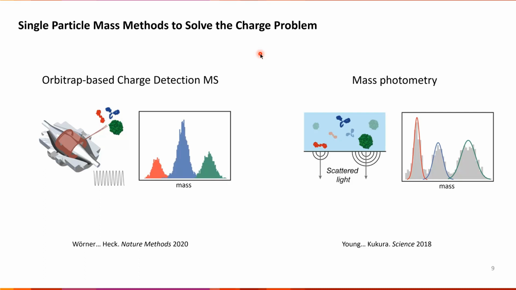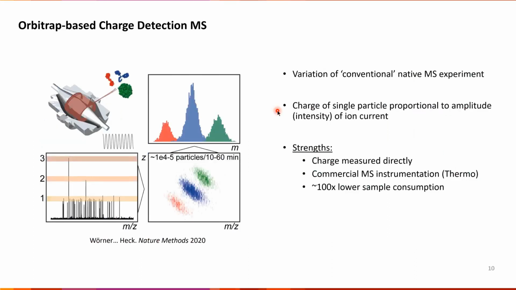So I'll be talking about two single particle methods today. One is one that we've worked to develop in our group called Orbitrap-based charge detection mass spectrometry. And on the right is another single particle technique called mass photometry. So Orbitrap-based charge detection mass spectrometry is a variation of what I will now call, for the rest of the talk, conventional native mass spectrometry experiments, in that the experimental setup is quite similar.